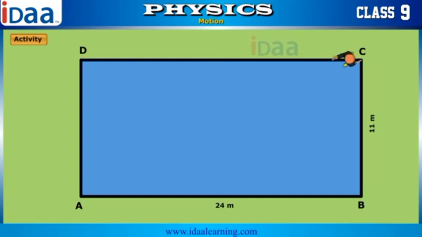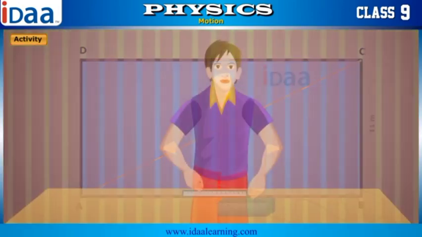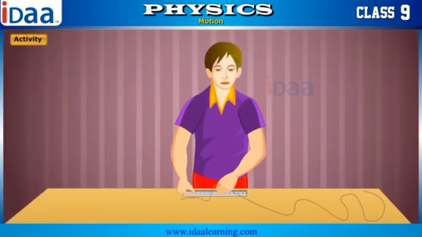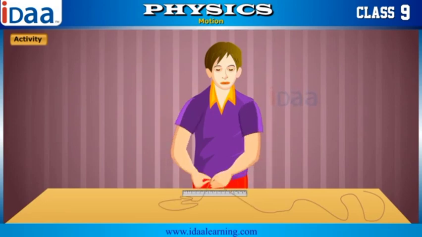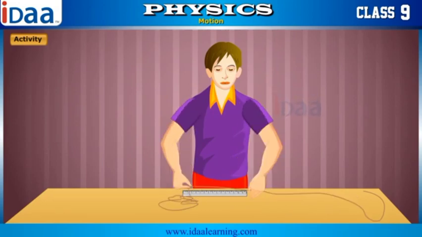In the second step, fix the rope at one corner of the court and move to the other corner. Measure the length of the rope now. This is your displacement because it measures the least distance between the starting point and the end point.